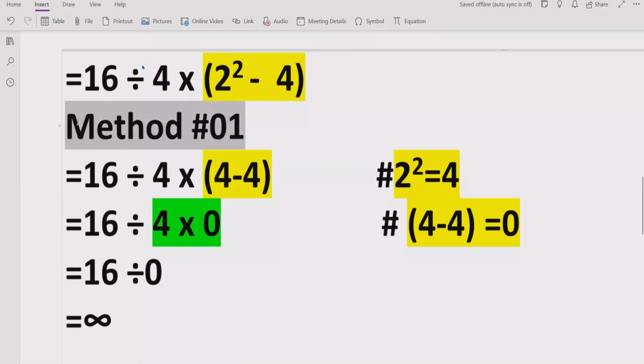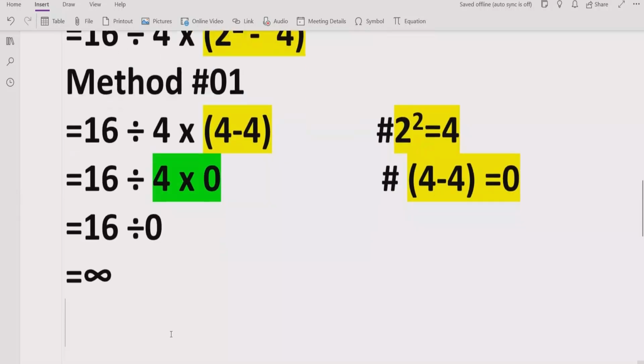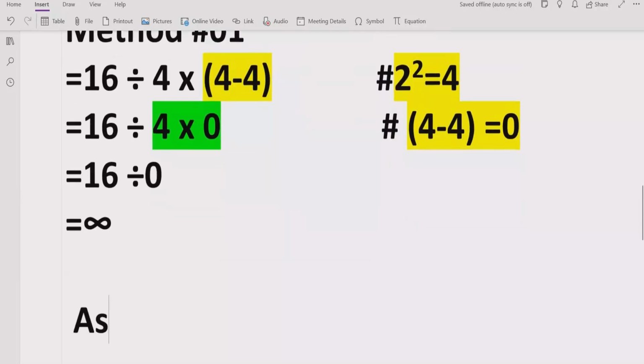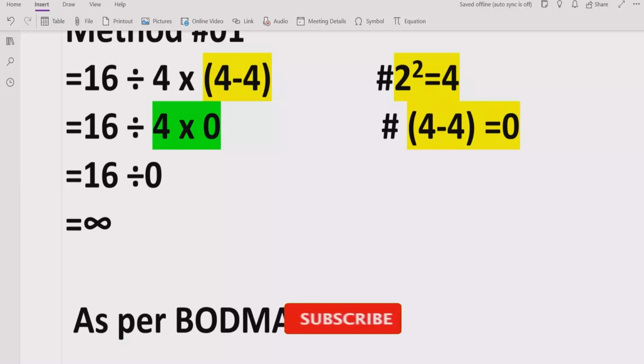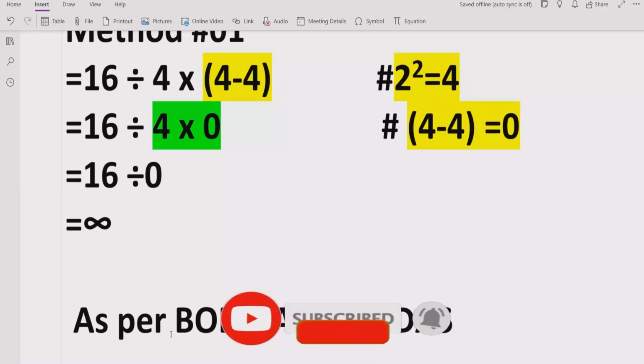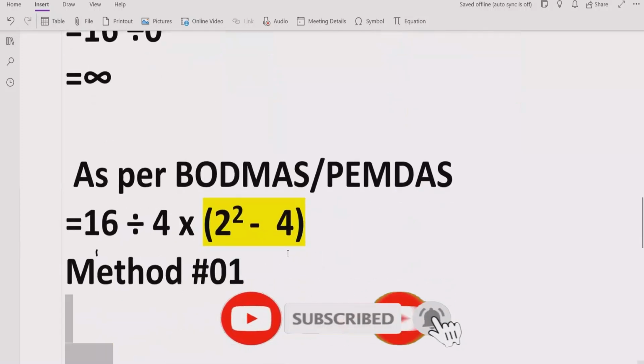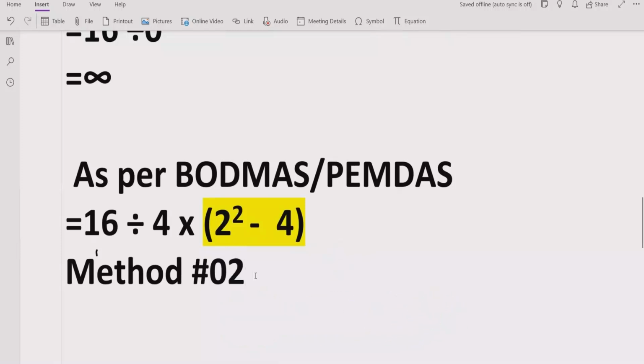What we will do here is apply method 2. Here we will solve as per the BODMAS and PEMDAS rule. This is method 2. According to the BODMAS and PEMDAS rule, first you have to solve the bracket. We will write the 16 part as it is, and here we solve 2 raised to power 2 equals 4, minus 4.